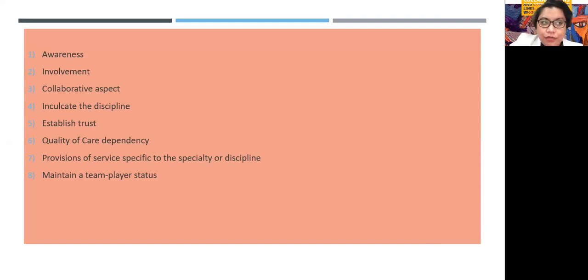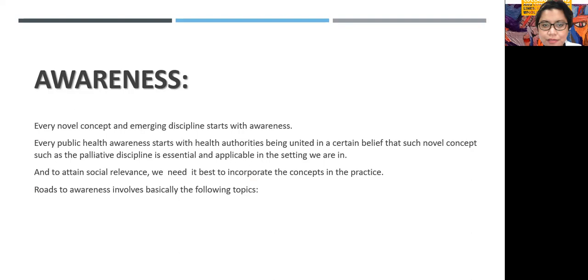So why community palliative care? We should be tackling several strategies that have been practiced by other successful long-term care services in India, in Kerala, and other successful countries like us, wherein awareness, involvement, collaborative aspect, the application of discipline, trust issues, quality of care, dependency, provisions of service, and team player status are being applied and integrated.